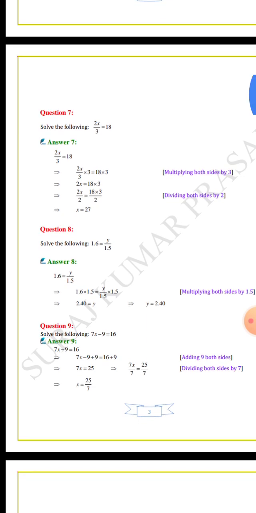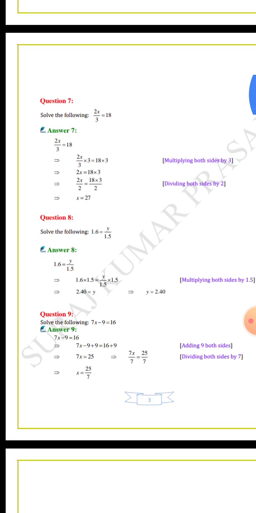Question number 8. Solve the following: 1.6 is equal to y by 1.5. Then by multiplying 1.5 on both the sides, we get 1.6 into 1.5 is equal to y by 1.5 into 1.5. Then we get 2.40 is equal to y.